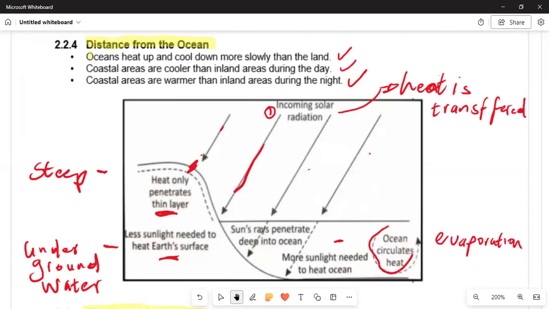But the incoming solar radiation will penetrate deep into the ocean. There will be more sunlight needed to heat the ocean. Therefore, there will be evaporation as the ocean currents circulate, and the heat will be distributed.